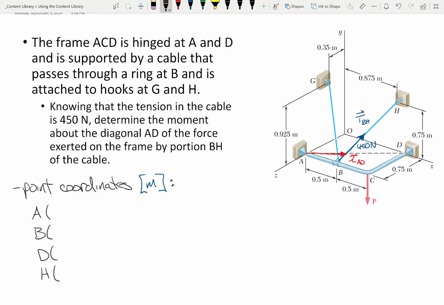Can somebody help me out? What are the coordinates of point A? Anybody know what that is? Keep in mind, that's the x-axis, this is the y-axis, this is the z-axis, and that's the origin. So what are the coordinates of A? That's right, 0, 0, and 0.75. Does everybody see that? Okay, somebody else, what about B? 0.75. Exactly right.